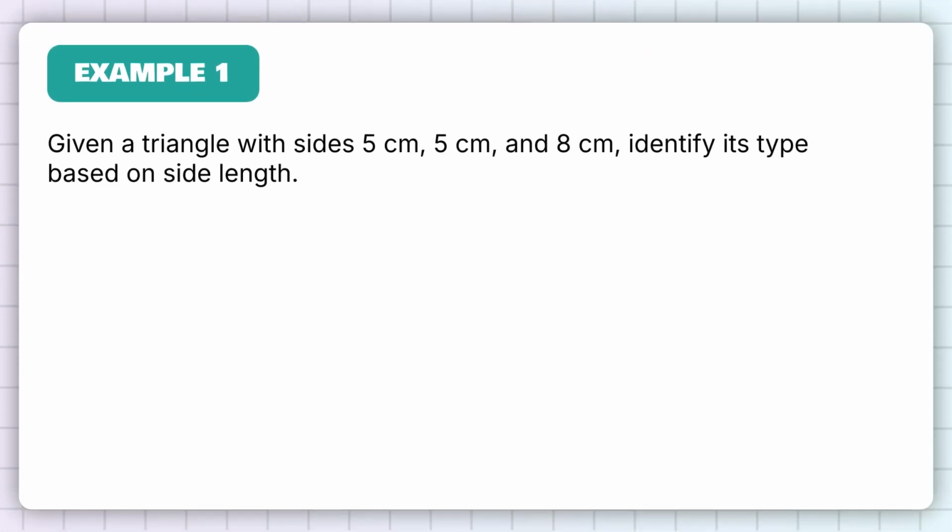Let's now apply this knowledge to some problems. Given a triangle with sides 5 centimeters, 5 centimeters, and 8 centimeters, identify its type based on side length. Pause the video and see if you can solve this. Since two sides are equal, 5 centimeters and 5 centimeters, this triangle is an isosceles triangle.